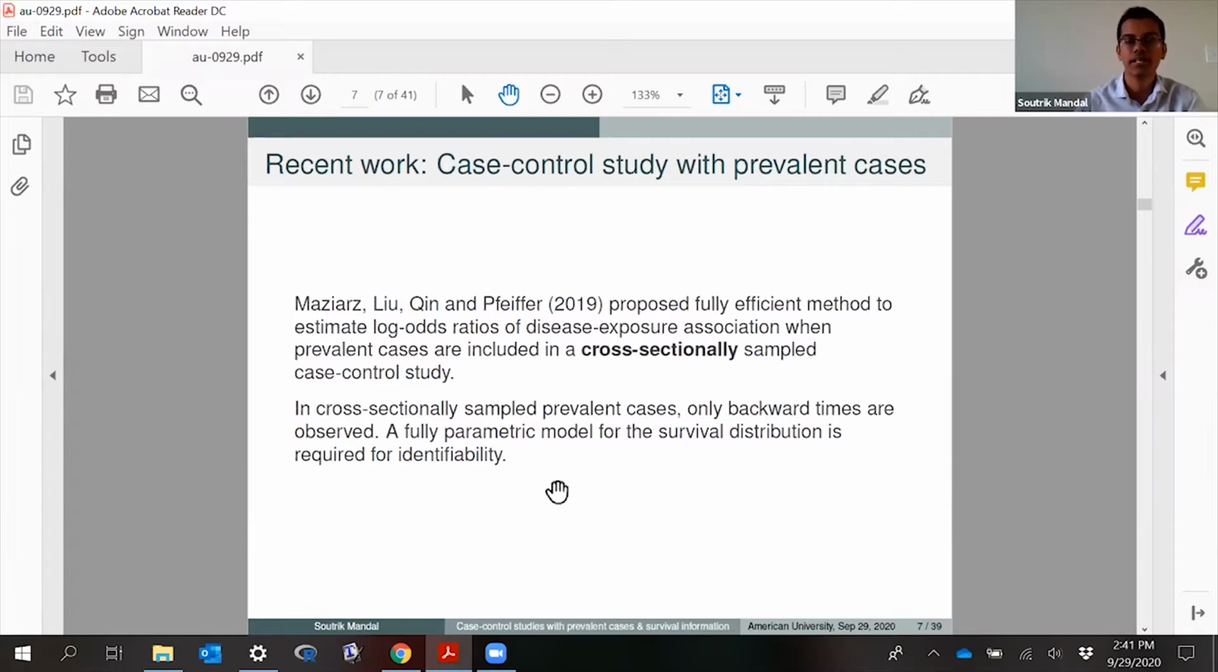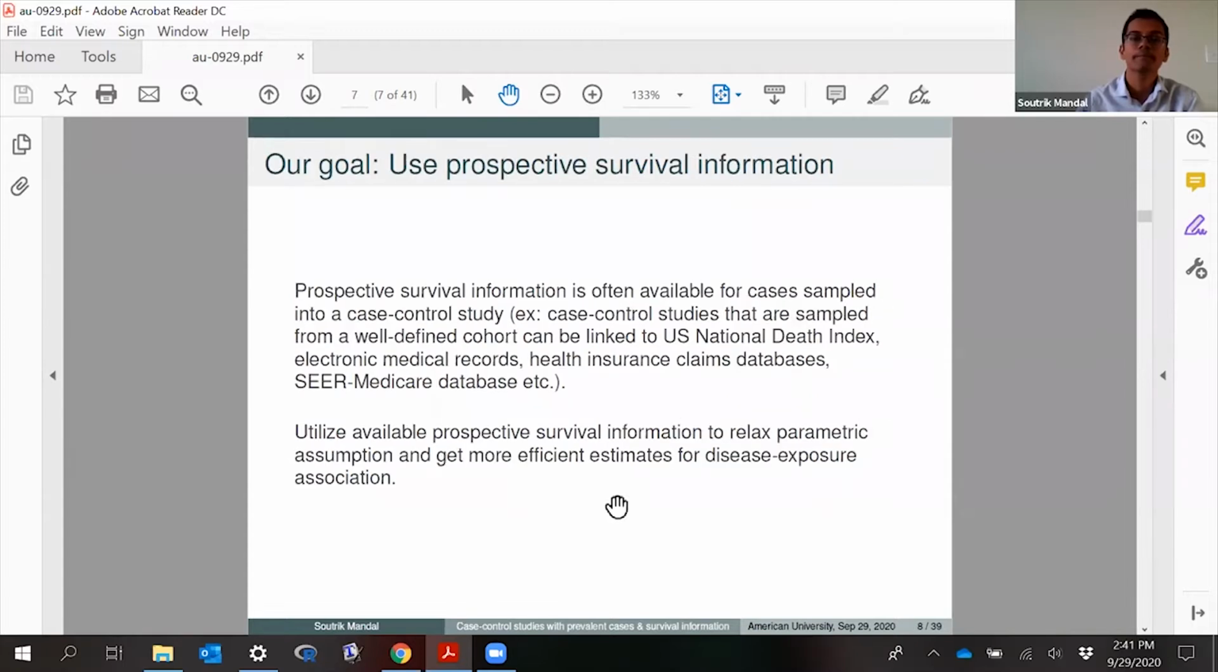So when I joined NCI, a natural extension of this work was to relax the parametric model assumptions. So our goal is to use prospective survival information to do that. Now, prospective survival information is often available.